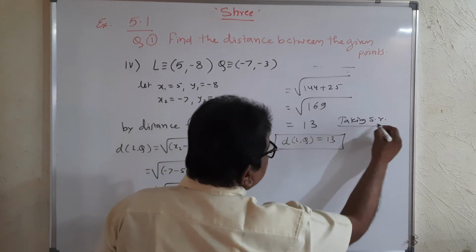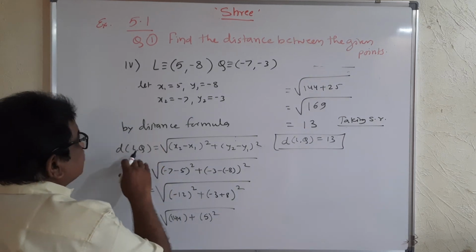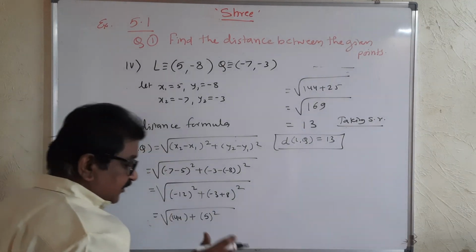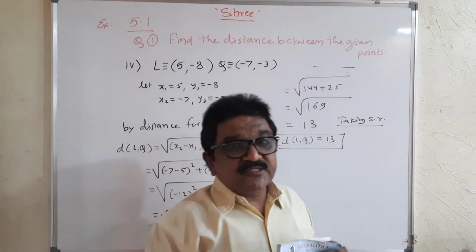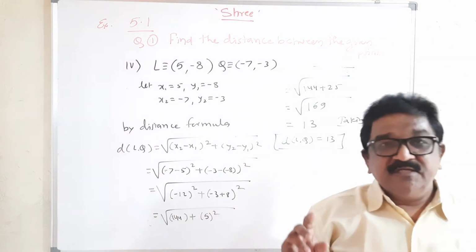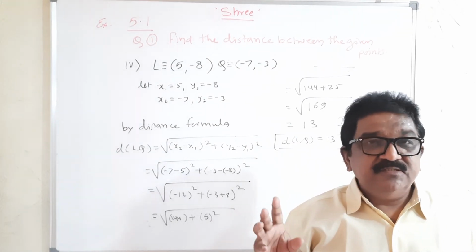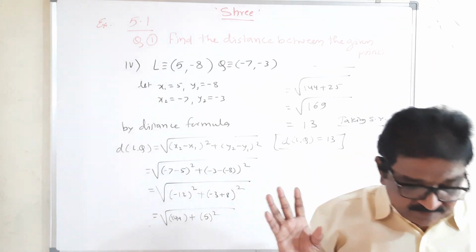Every time we have to write these things: taking out square root, by distance formula, distance LQ, and the main formula. So this simple these examples are, provided that you must know the calculation ability and sign changing mastery. Okay.